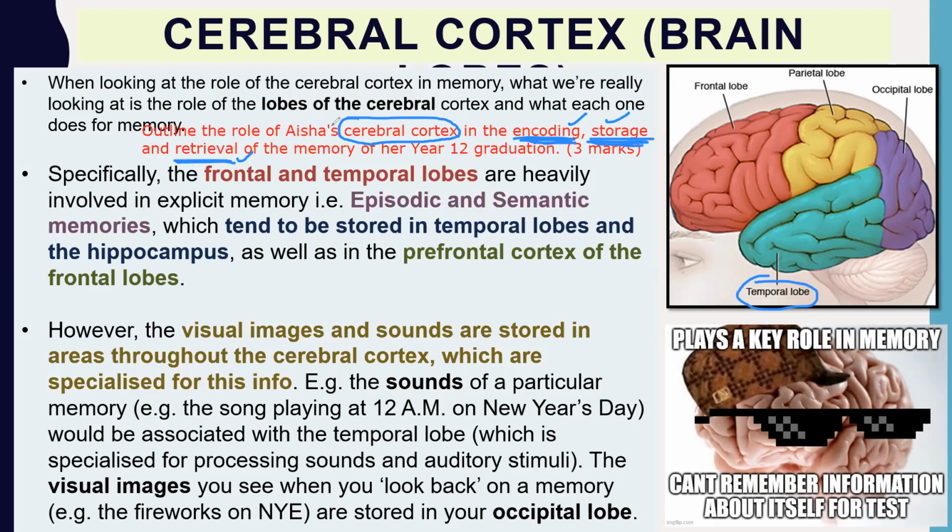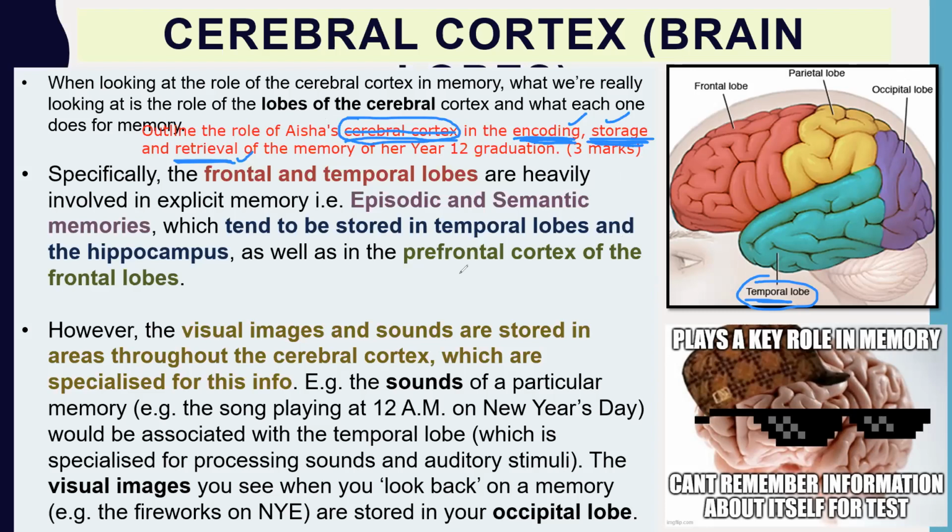If they ask you a question like outline the role of her cerebral cortex, I would say it's better to make specific reference to the lobes of the brain. If they just say, let me just cross out cerebral cortex here. And if they say something like outline the role of Aisha's brain regions in the encoding, storage, and retrieval, you don't have to mention the lobes, but I think it makes for a clearer and more specific answer and a better answer if you include the lobes anyway. Okay, but if worse comes to worse and you can't remember the names of the lobes, just talk about the cerebral cortex in general and you'll still get some marks there.